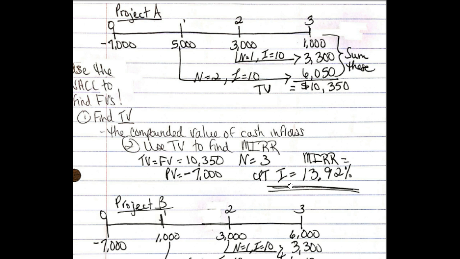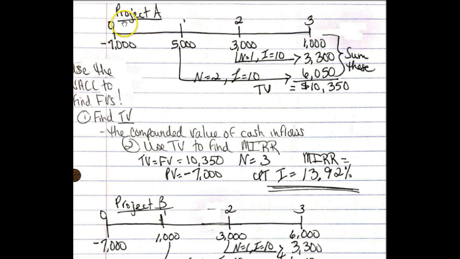Okay, so this modified internal rate of return is the discount rate at which the present value of a project's cost is going to be equal to the present value of its terminal values. That's what we're doing. So in finding the MIRR, the first step is to find the terminal value. And the terminal value is the compounded value of cash inflows. Okay, kind of a keynote there, inflows. So what do we do? How do we do that?